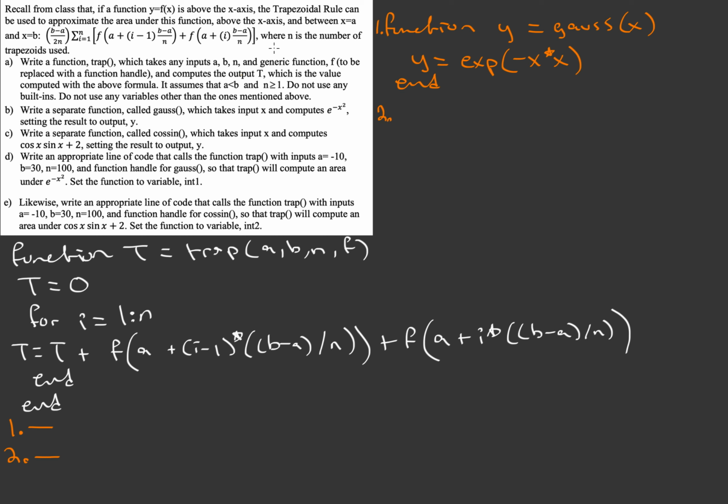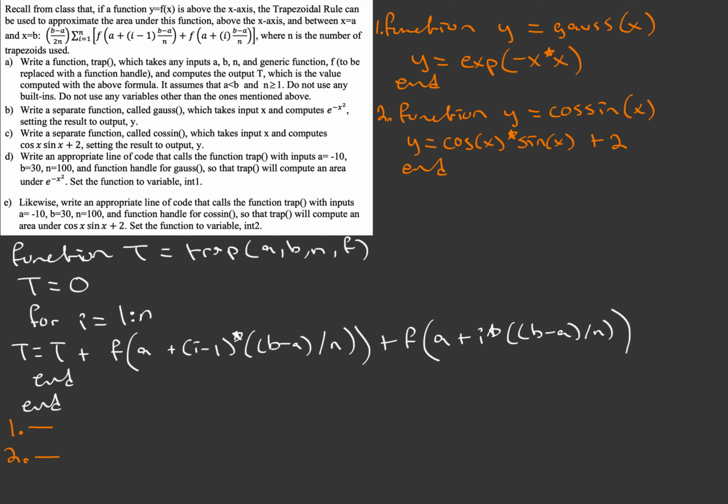Our second function is cosine sine, so we're going to write function, and then say y is equal to cosine sine, and our input is x, and say y is equal to cosine of x multiplied by sine of x, and then we say plus 2. We end the function right there.